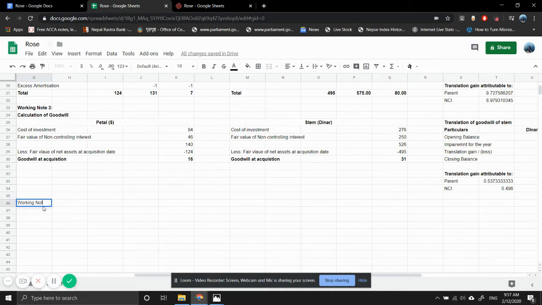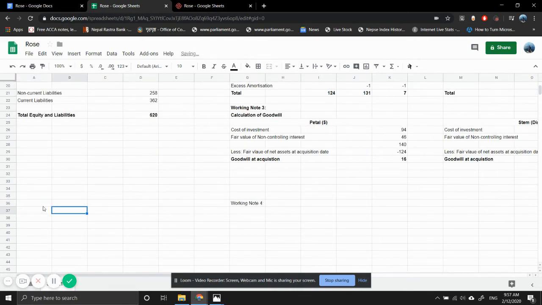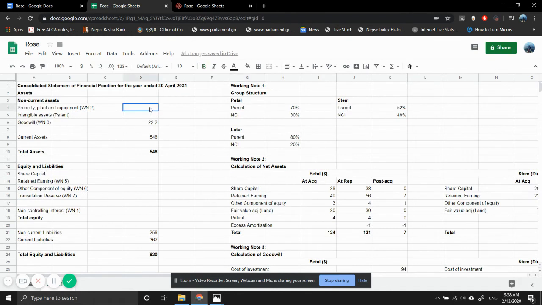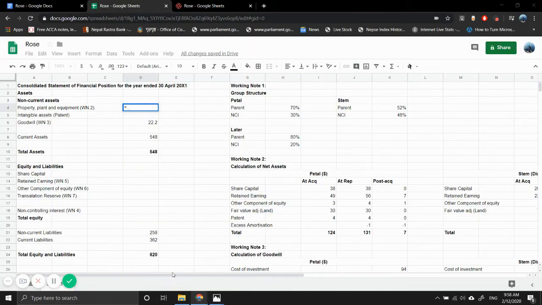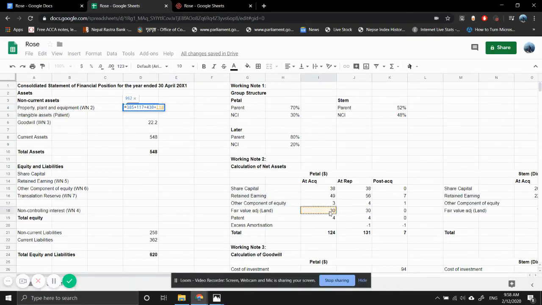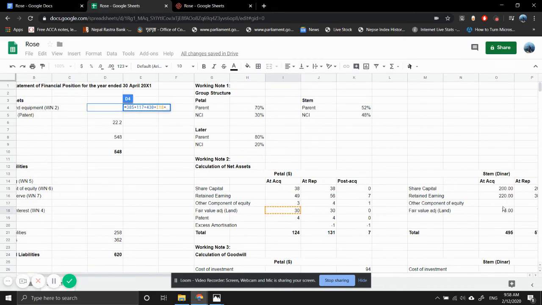Working note number 4, calculation of NCI, right? Calculation of NCI. So we can put in this figure as well, because this figure will basically be 385, 117, 385 plus 117 plus 430, 430 plus what our excess value was, this figure, and then after that land was this figure, right? So this should be our PPE, right?